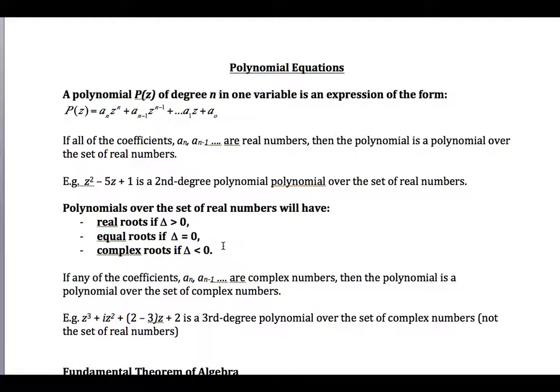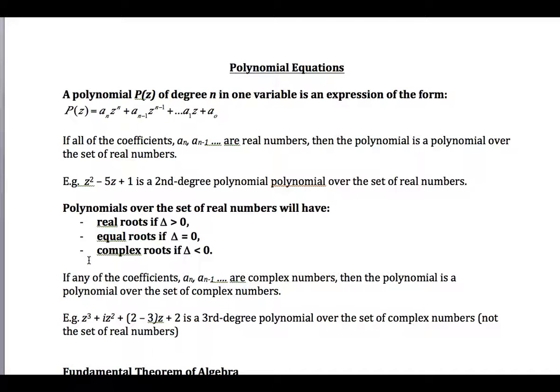Remember that polynomials have real roots if the discriminant's greater than 0, equal roots if the discriminant equals 0. Do you remember this? And complex roots if the discriminant's less than 0. In other words, the b squared minus 4ac bit, you know how it's negative b plus or minus the square root of b squared minus 4ac? b squared minus 4ac is the discriminant. If it's less than 0, you have complex roots. Because if, say, it was negative 16, you'd call it 16i squared and then you could square root it. We did that in complex numbers.